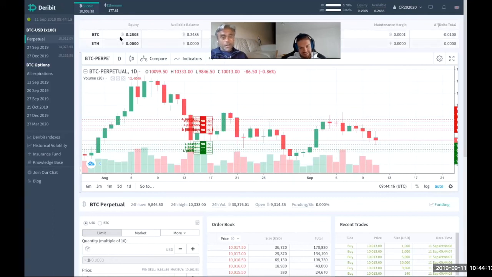I had 0.2499 yesterday, 12 hours ago, and it's now 0.2505. So I can withdraw that, but I'm going to keep it in and keep playing.